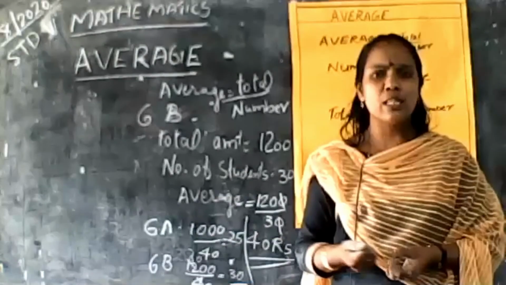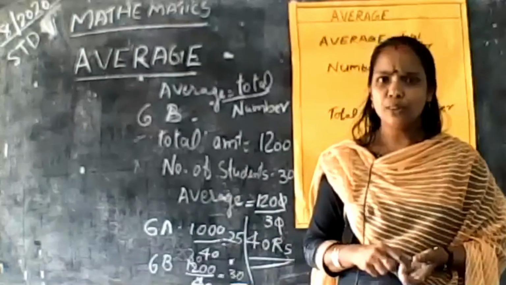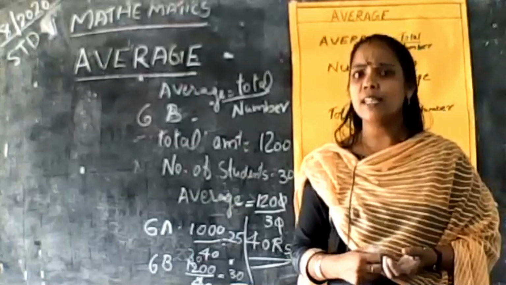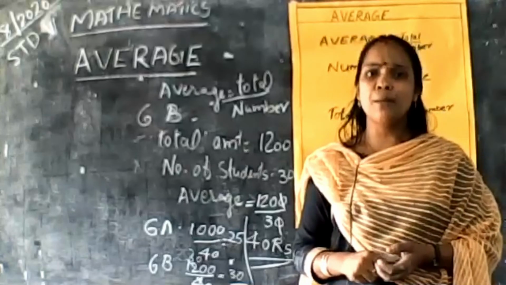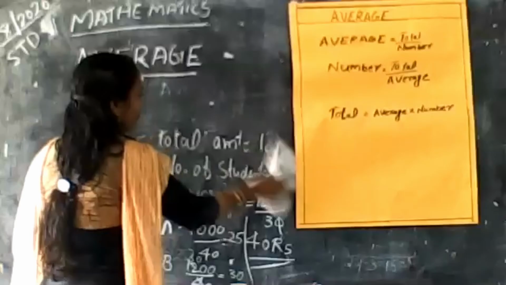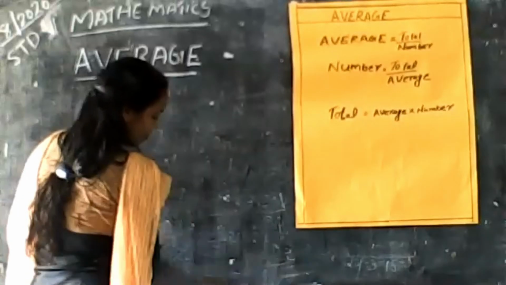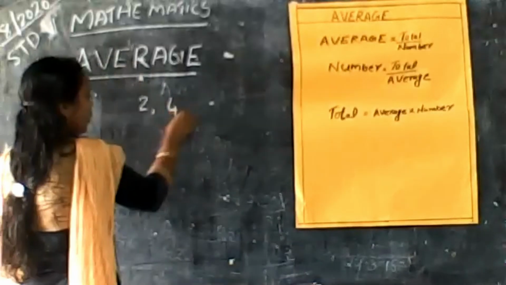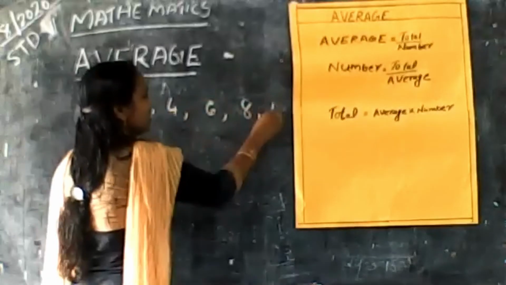What do you mean by consecutive number? Did you know what a consecutive number is? Consecutive number means a continuous number. I give another example. Listen. One consecutive number set is given: 2, 4, 6, 8, 10.